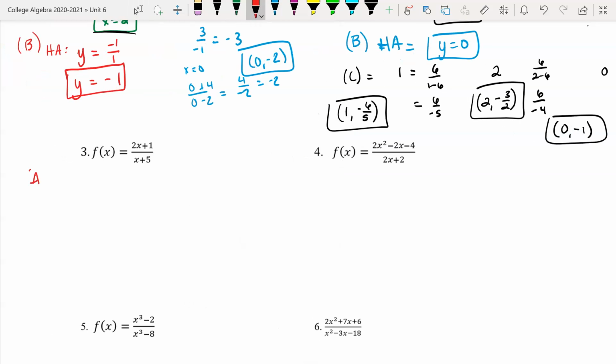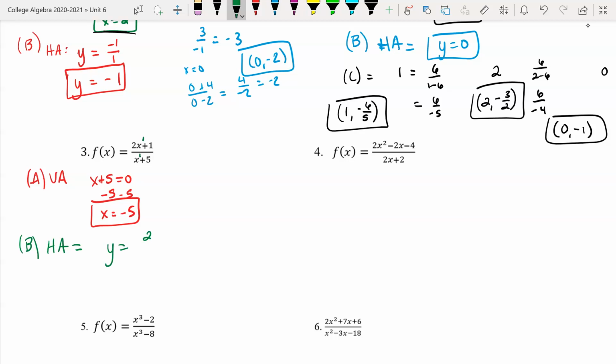3. Again, step 1 is that vertical asymptote. I'd factor the top and bottom. Well, they're already factored, so then I'd set the bottom equal to 0 and I solve. So we get x equals -5. Horizontal asymptote, if you look at the degrees, they're the same. So that means I got to do the coefficients divided by one another. So that'd be 2 over 1, which would be 2.